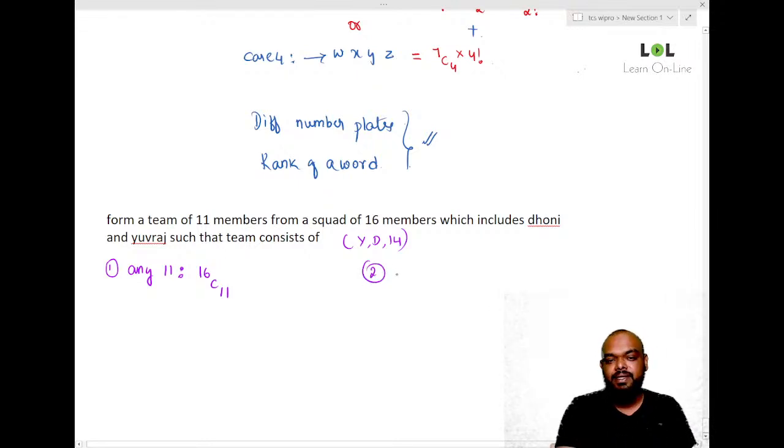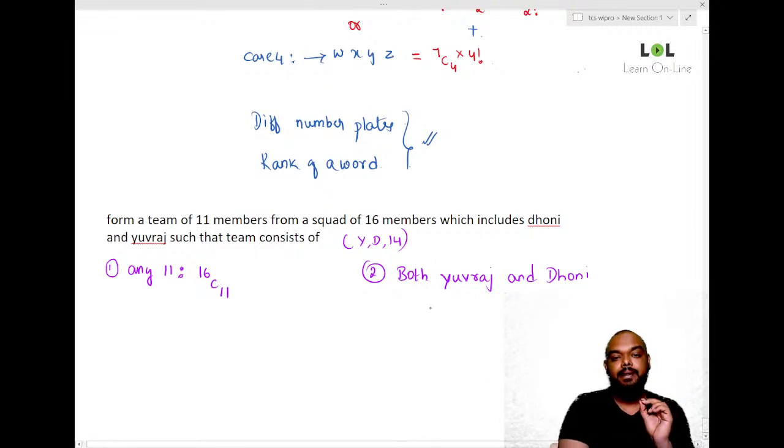Suppose the question is something like this, such that the team consists of both Yuvraj and Dhoni. The team must consist of both of them. It means these both are already selected. Now, we need 11 members in total, out of which 2 are already selected. Still, how many do we need? 9 we need. Where do we select them from? 14 people. Why? Yuvraj and Dhoni are already selected.